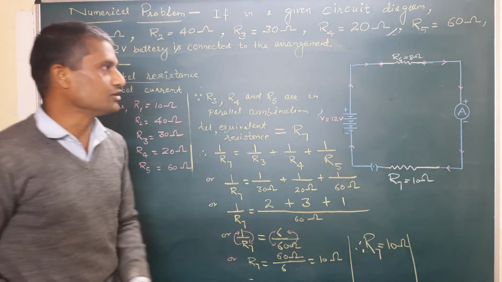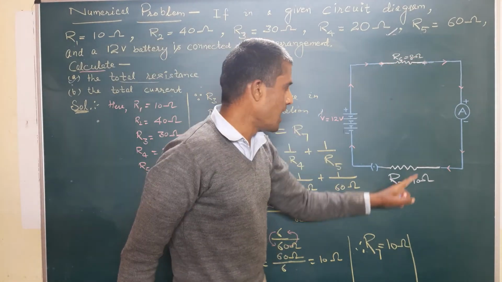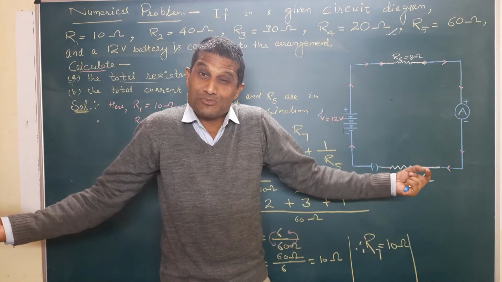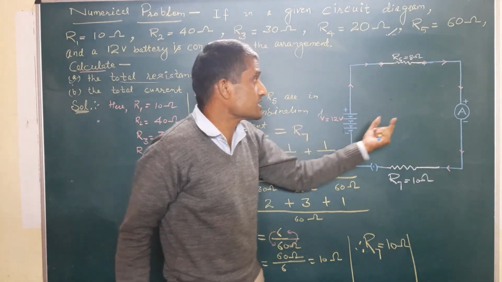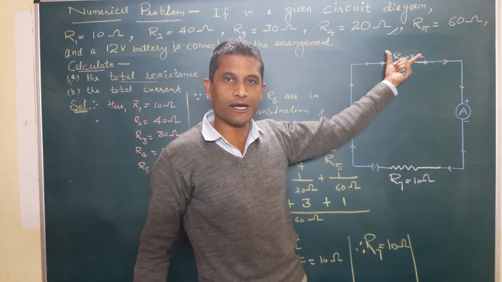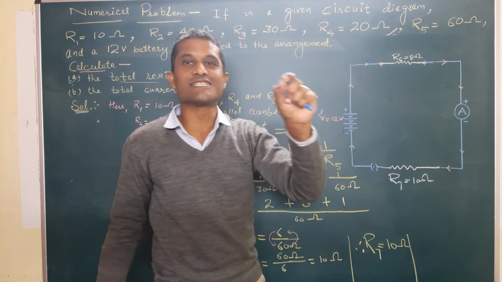So finally you got two resistors here. R6 is equal to 8 ohm, R7 is equal to 10 ohm. That's what the simplification is all about. Now it's kids' play to make out what kind of combination they are in. So these two resistors are in series combination.